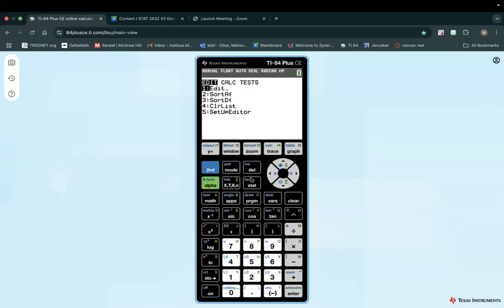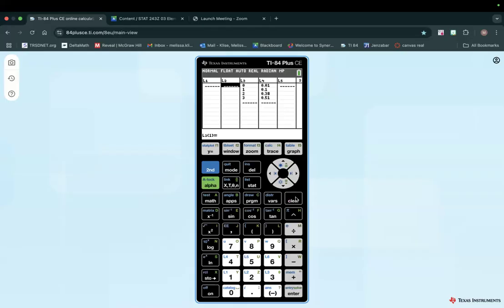You're going to hit stat. You hit stat and then go into edit and then you highlight L1. So hit the arrow up until L1 is highlighted and hit clear, enter. Then go over with the arrows again, push up arrow to highlight L2, hit clear, enter.